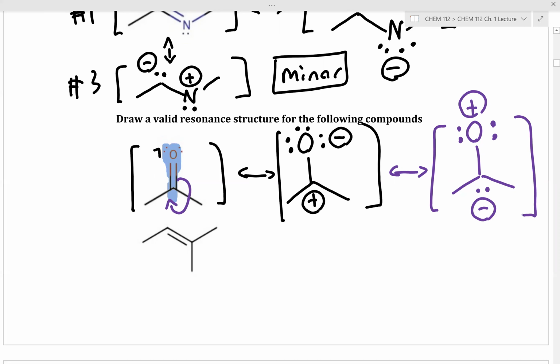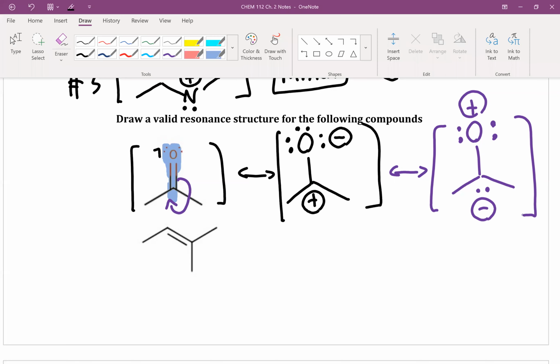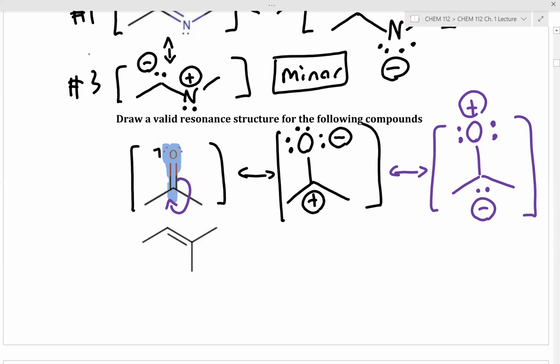Does that make sense to everyone? Only focus on electrons involved in the pi system. Okay, with that established, let's now take a look at this second example.